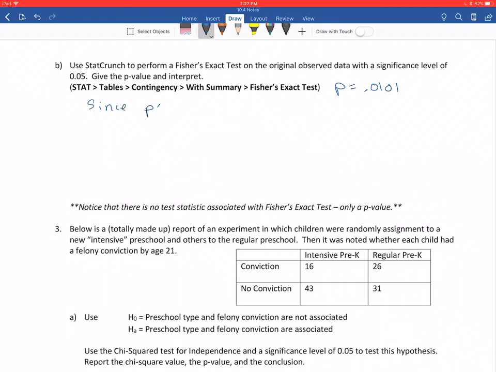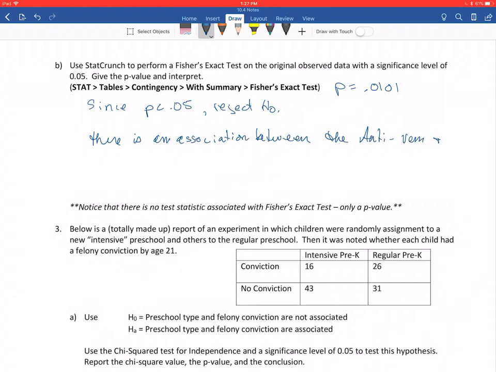Since p is less than 0.05, reject the null. The null was that there was no association going on here, so we conclude that there is an association between the antivenom and improvement.